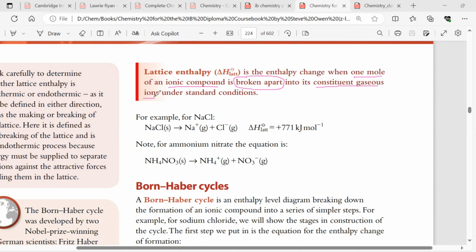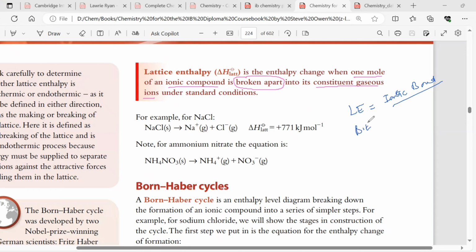Lattice enthalpy is the enthalpy change when 1 mole of the ionic solid is broken down into its constituent gaseous ions. So this is very crucial for us to understand whenever we speak about lattice enthalpy. Now write down this. Lattice enthalpy is breaking the ionic bond. Just important information you have to know.